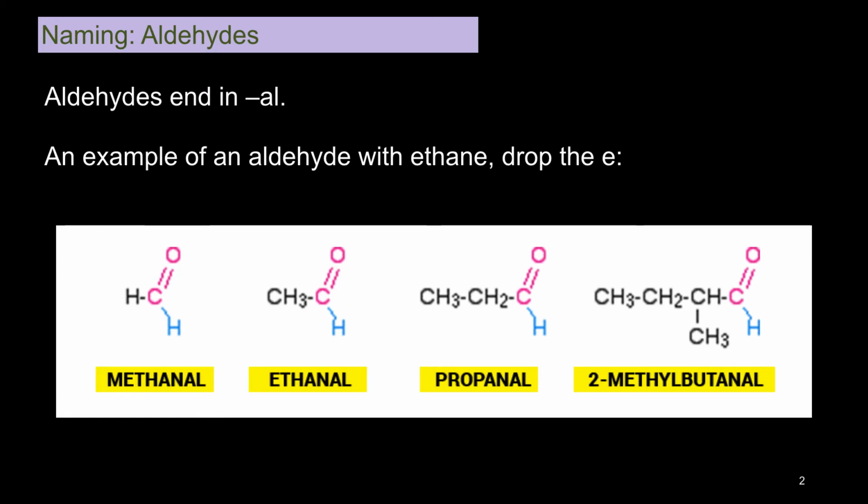The last has 4 carbons in the chain, but also a methyl attached to carbon number 2. It is called 2-methyl-butanal.